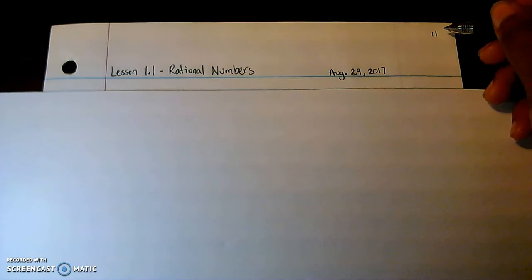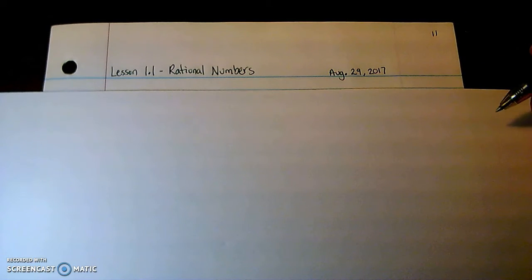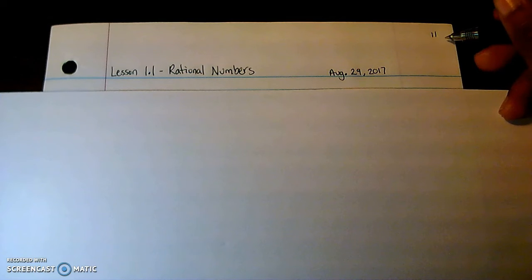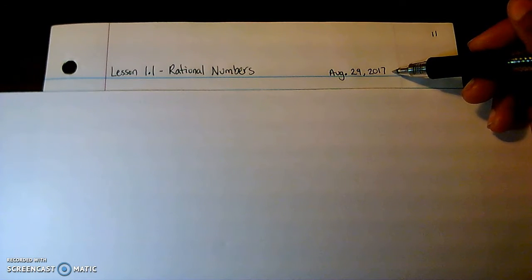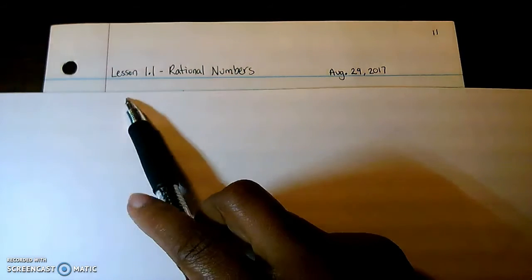So to kickstart our lesson, I need you to get out your ISN. We're going to be on page 11 of your ISN. So go ahead and write the page number at the top, write the date or whatever date it is that you're watching this video, and write the title of our lesson. So we're in Unit 1, Lesson 1. So you're going to write Lesson 1.1, Rational Numbers.